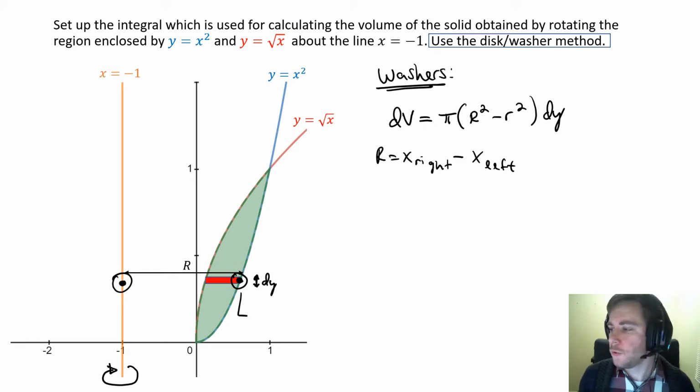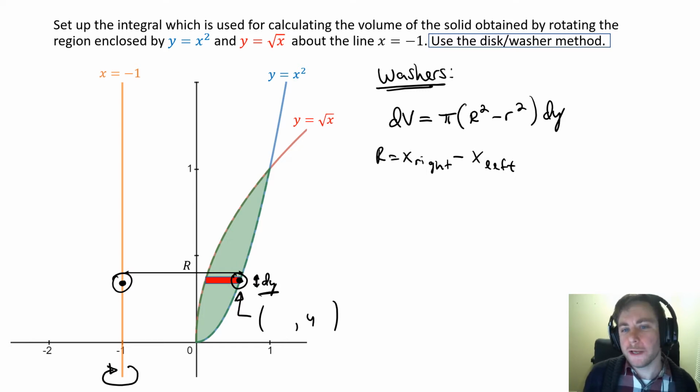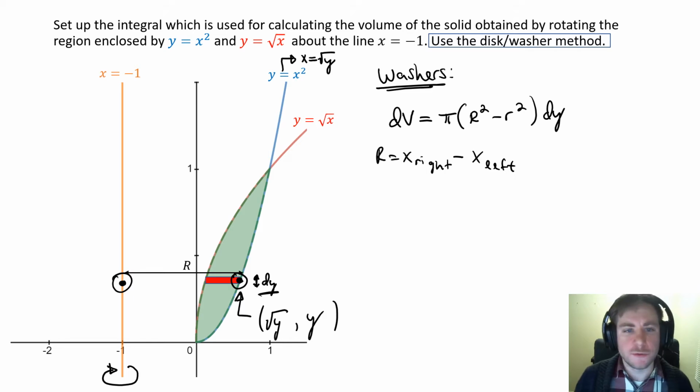So let's start with the coordinates of the point on the right. We do need to be mindful that we're calculating a dy integral, so our coordinates must be expressed in terms of y. We know y in terms of y is just y, and to get x in terms of y, we can rearrange the equation of this blue curve, which shows us that x is equal to root y. So that's what we're going to use as our x coordinate. That is x in terms of y.